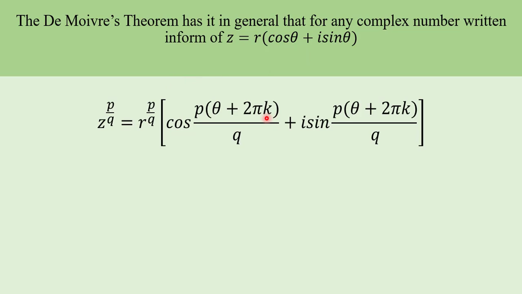So under here we have this k. These are values, these are integers 0, 1, 2 up to q minus 1. Let's look at some examples.